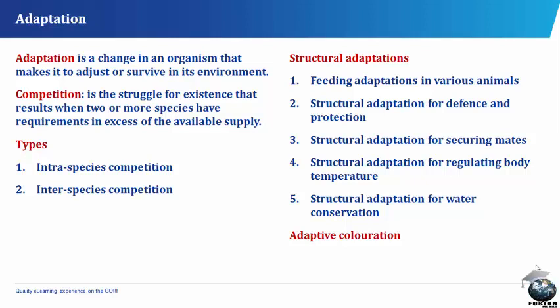Intraspecies competition involves competitions that exist between individuals of the same species. Examples are organisms competing for space and scarcity or availability of food. Interspecies competition involves the competition between individuals of different species. Example, sheep and goats.